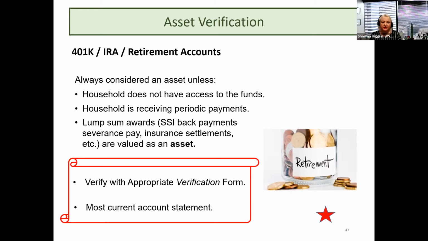But if it's taken and they spend it, you don't have to worry about it. Periodic payments, they get paid monthly? Yes, you're going to count that. And then you're not going to count the balance as an asset. So it's going to be either or: the income, or the asset. Okay.